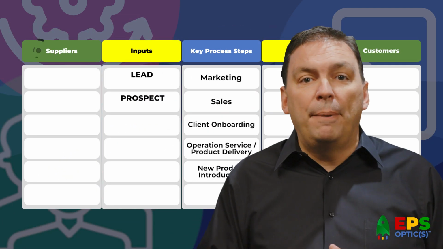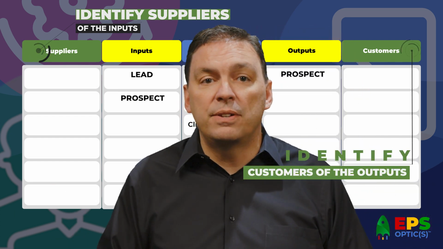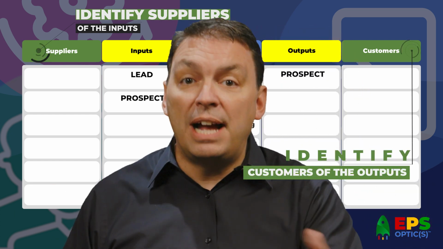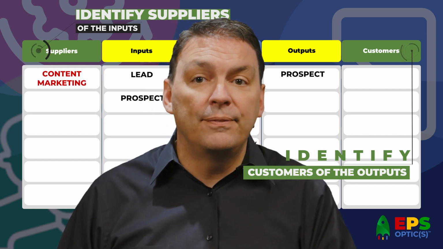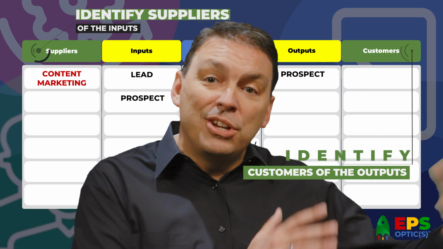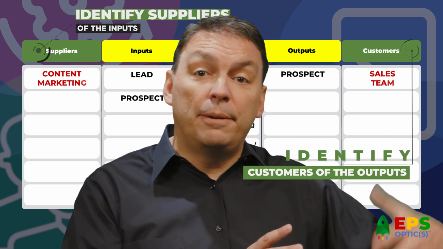The final step is to identify the suppliers of the inputs and the customers of the outputs. For example, your content marketing team may be a supplier of the leads coming into your pipeline. On the output side, your sales team may be an internal customer of those leads that have become qualified prospects. Now we have completed the first row of the SIPOC.